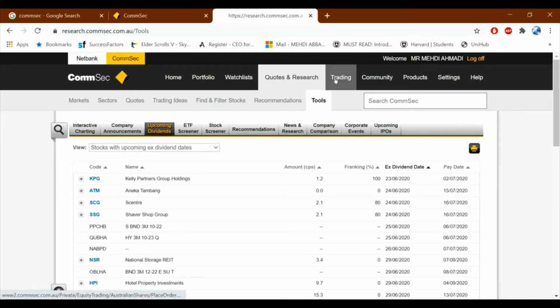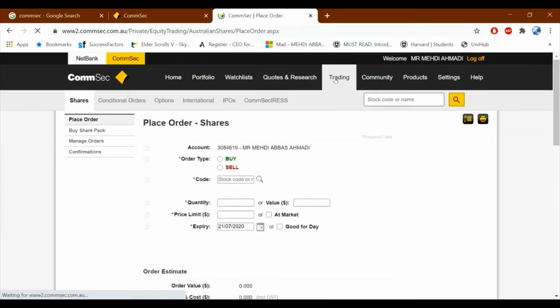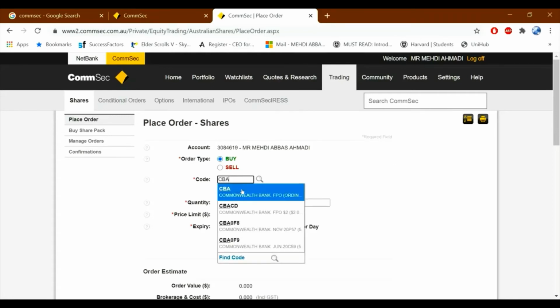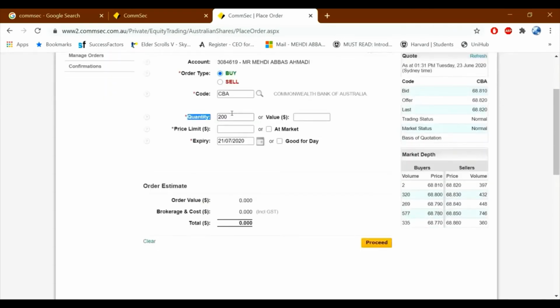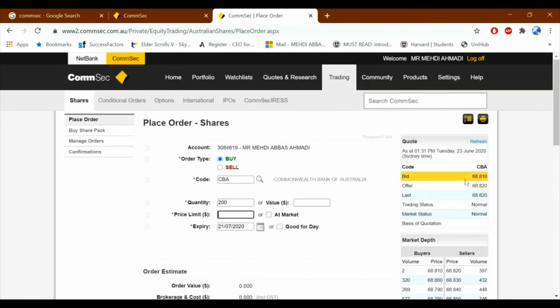So beside quotes and research, we have trading. In trading, you can place a trade. So let's say you want to buy CBA, Commonwealth, which comes up, and you just select it. So you want to buy 200 of CBA. You just type the quantity, 200, and then you want a price.